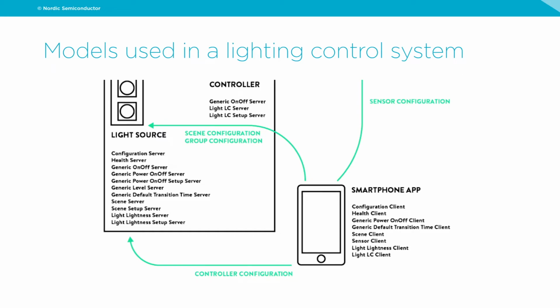And as you see, the light itself is now getting quite advanced. We have the configuration server and health service. You can switch it on and off. There are generic models related to how it behaves when you turn on the power. You can set the dimming level. You can define scenes. And in this example, there's a lightness server and setup server. That is a model that defines the light output level.